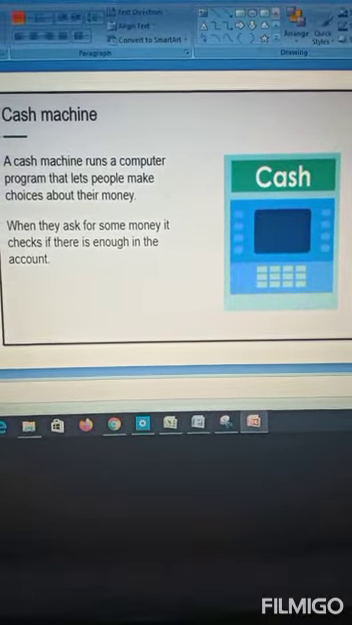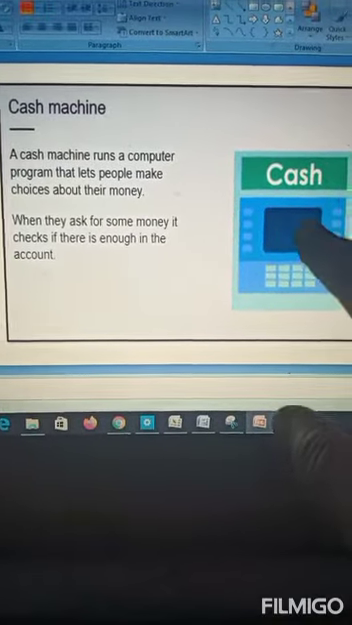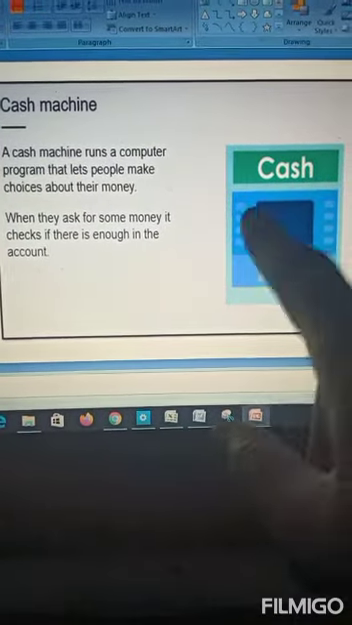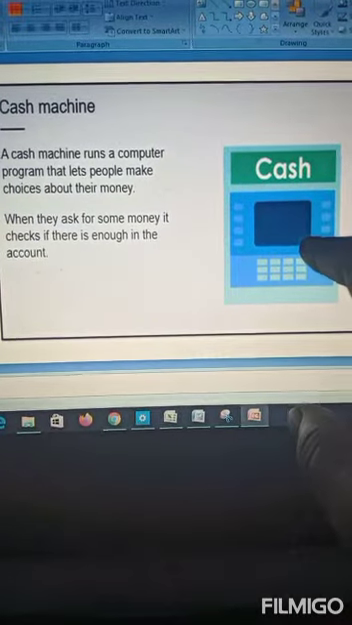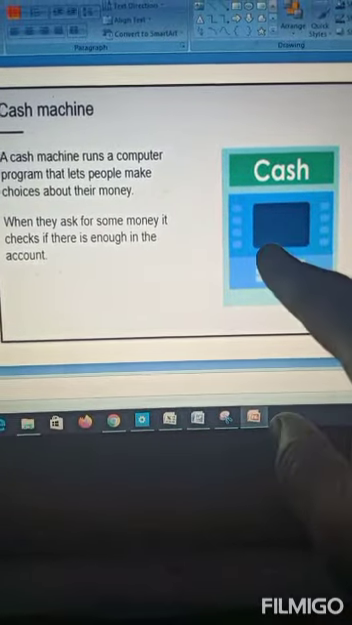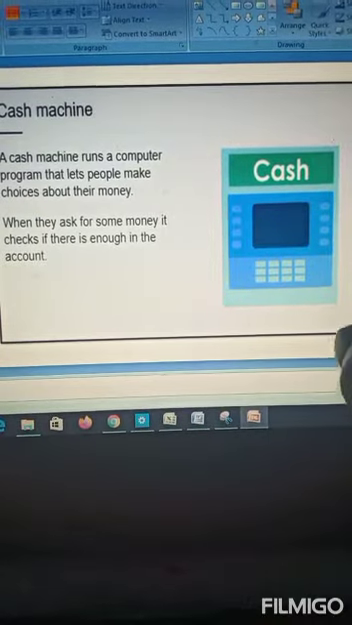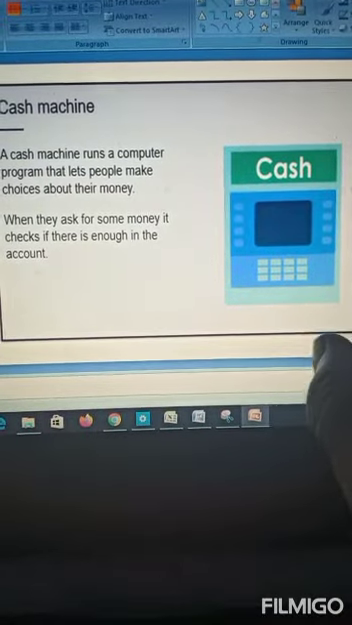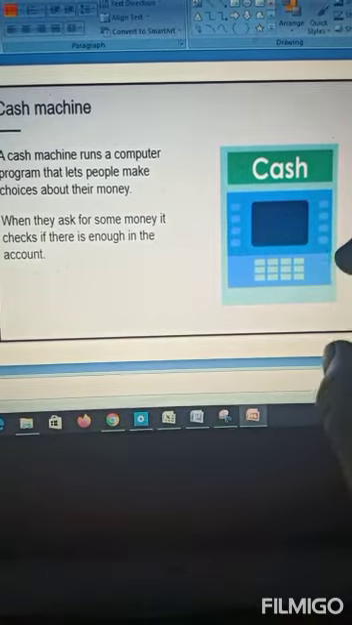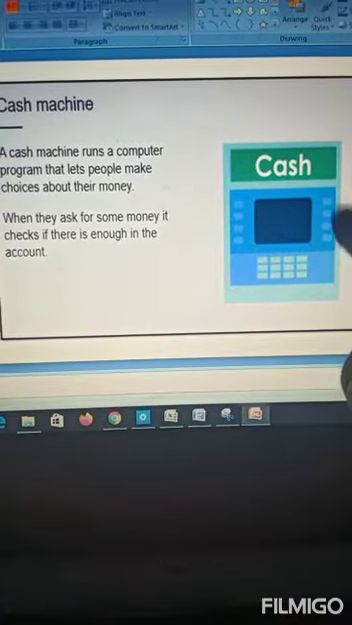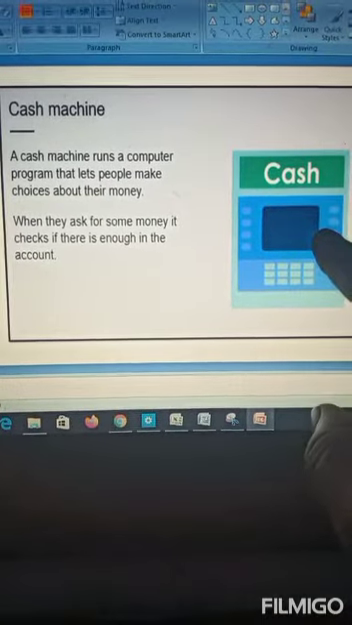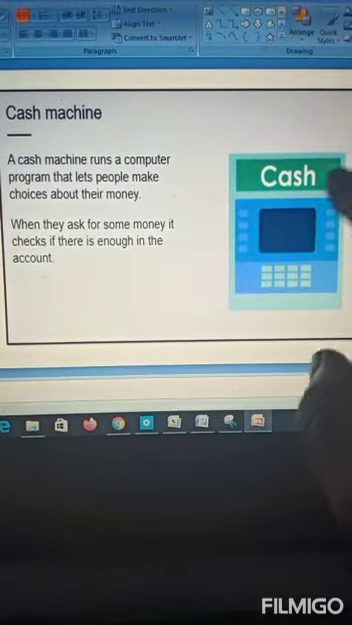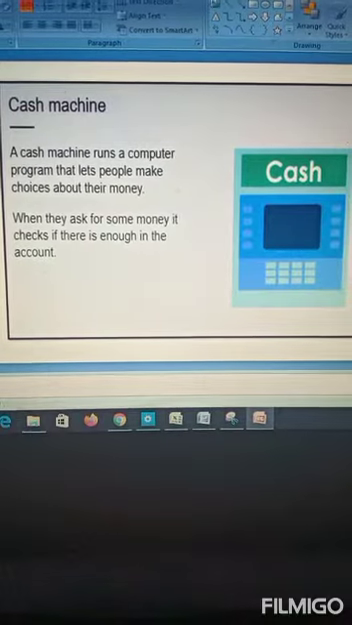There is a computer which is installed here in the cash machine, along with the computer program. Computers are nothing, they are machines until and unless they have programs in them. So there's a computer program which controls the ATM machine.